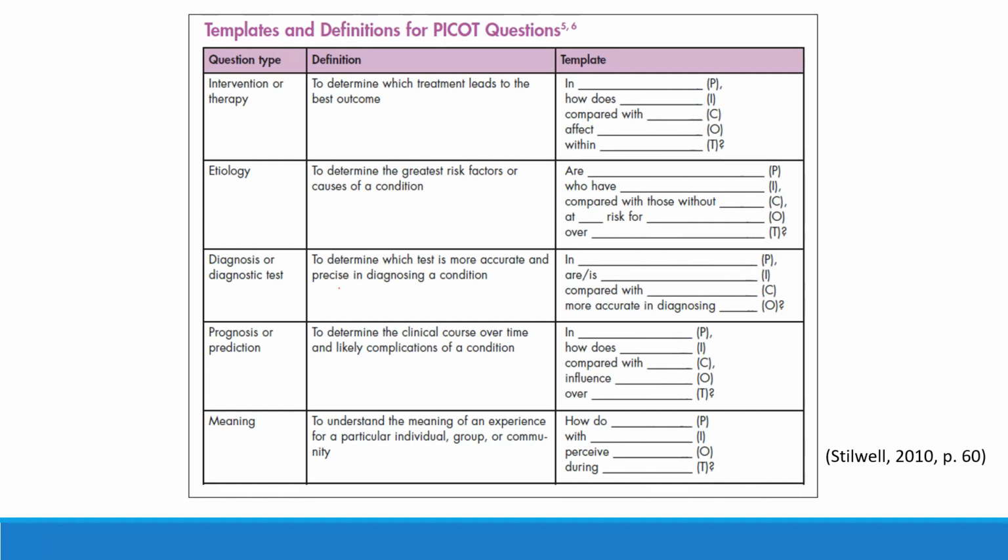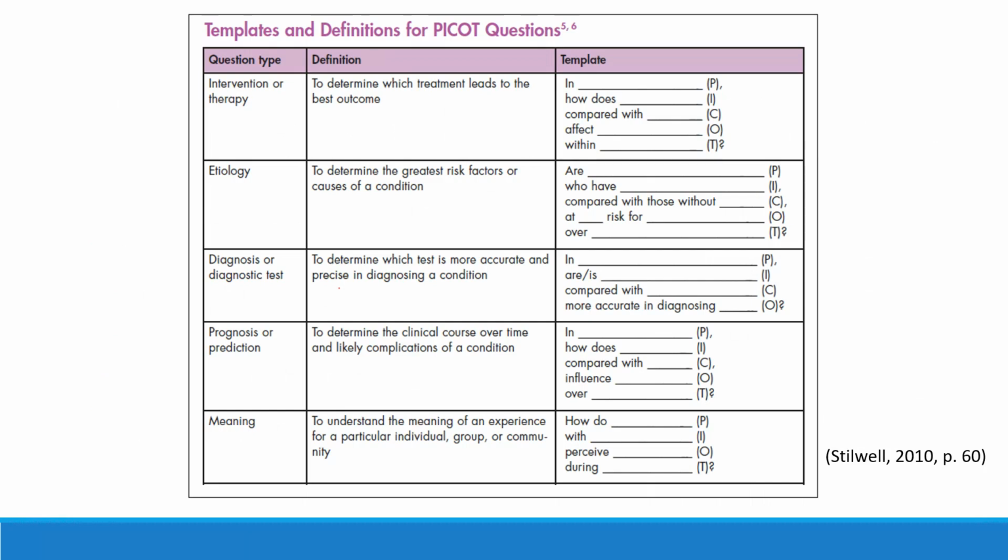I'm including this chart that is from Stillwell, one of the articles that was your assigned reading this week, because it talks about the different types of questions. PICOT is sort of the main one, and it's often used when we're looking at intervention. How does this intervention impact a particular outcome? It also looks at etiology. Are people who have this compared to people who don't have this condition at a greater risk for this particular problem over time? So are people who are on hospice care at greater risk for experiencing ADL decline than those in the general population, just for example.